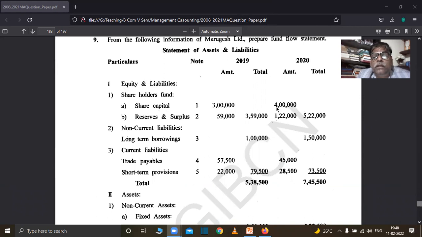Share capital 3 lakh, 4 lakh. Last year, 2019, 3 lakh, 2020, 4 lakh. So there is an increase of 1 lakh capital. 1 lakh capital increases because of issue of shares.